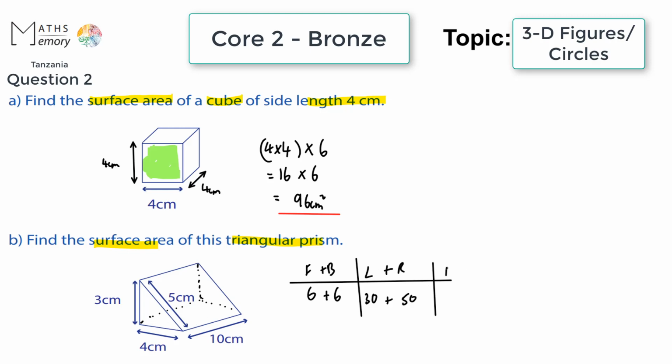So the base, let's call that the 5th face. This would simply be 4 times 10. 4 times 10 is 40. Once you have all of those 5 faces, we simply add them up together. So you can do the maths behind this.